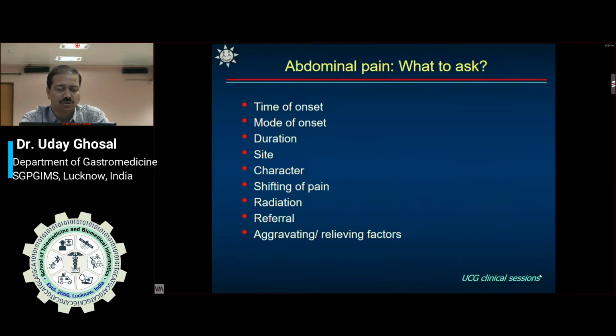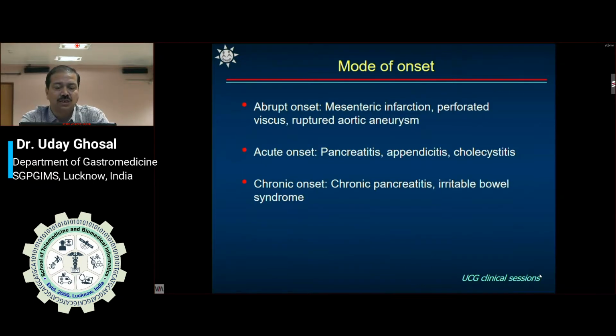Mode of onset, duration, site of the pain, character of pain, shifting of pain, radiation, referral, aggravating and relieving factor. Each of these I'll discuss now. Abrupt onset, typically mesenteric infarction, perforated viscous and ruptured aortic aneurysm.